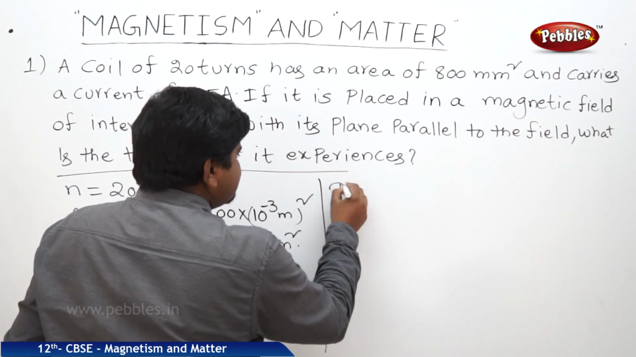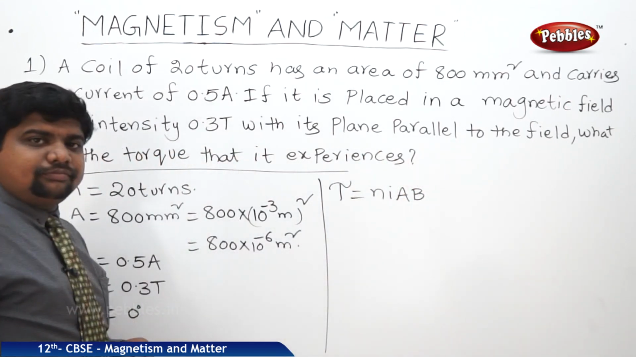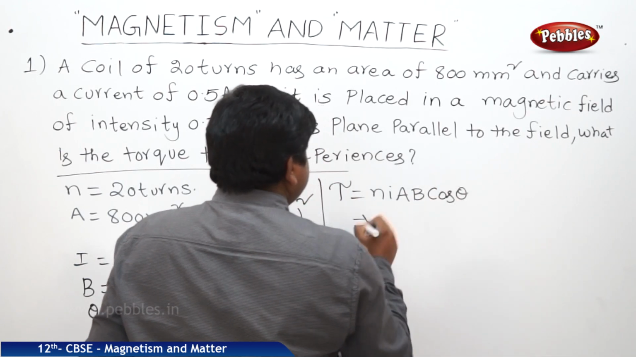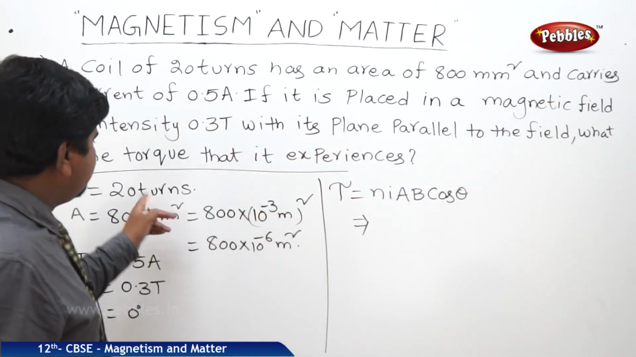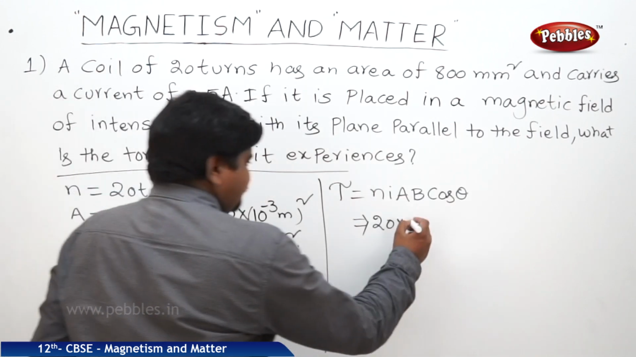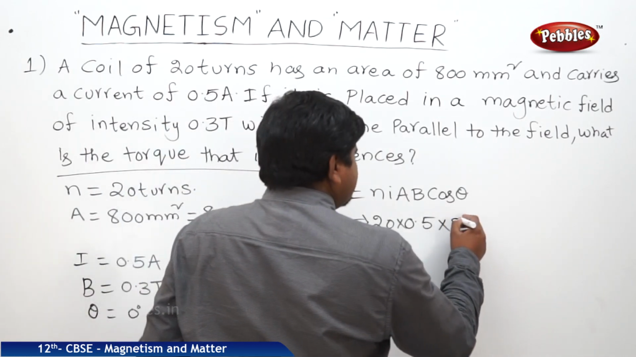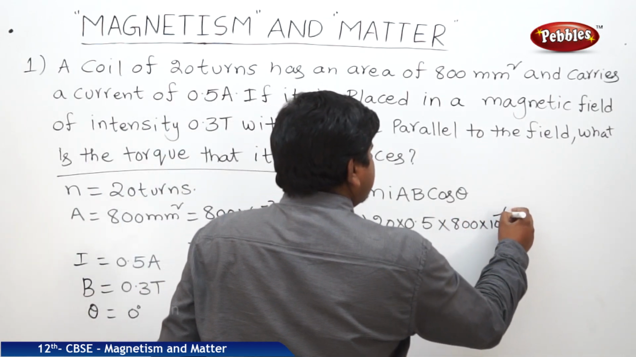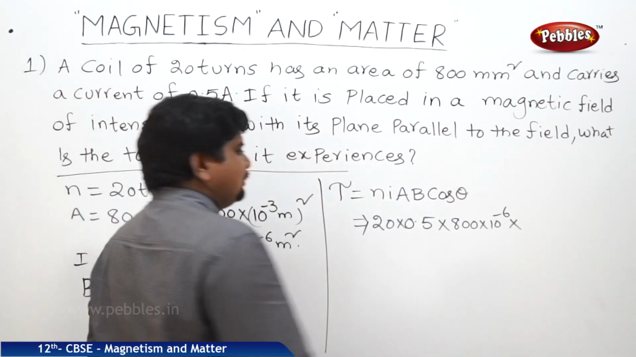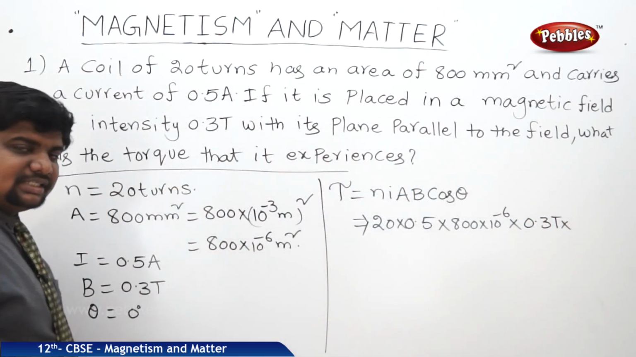Torque formula is NIAB cos theta. So N is 20 turns, I current 0.5 amperes, area 800 into 10 to the power of minus 6, magnetic field strength 0.3 Tesla, into cos 0 degrees, which is 1.